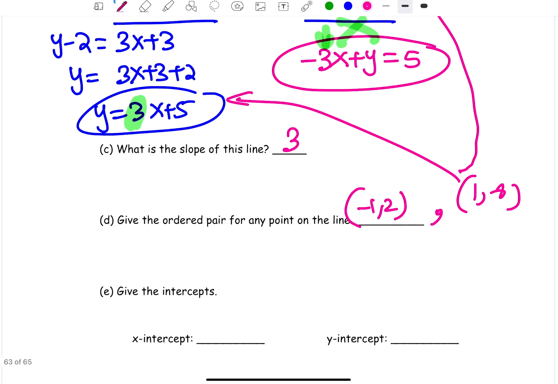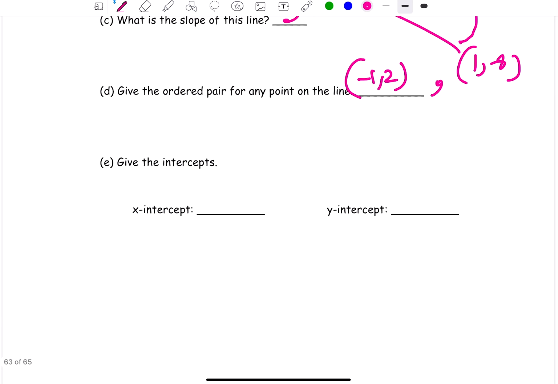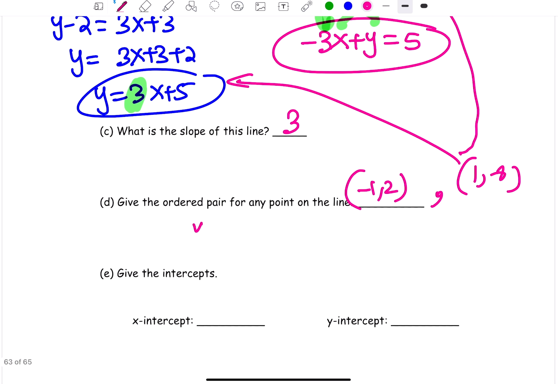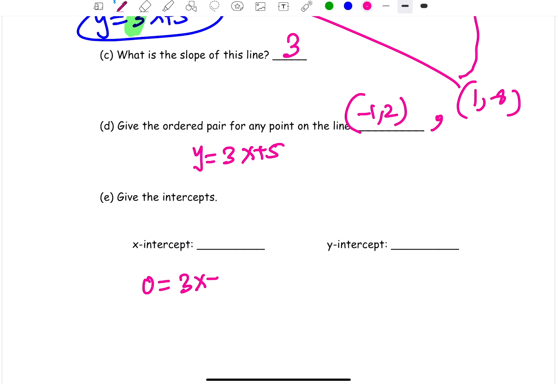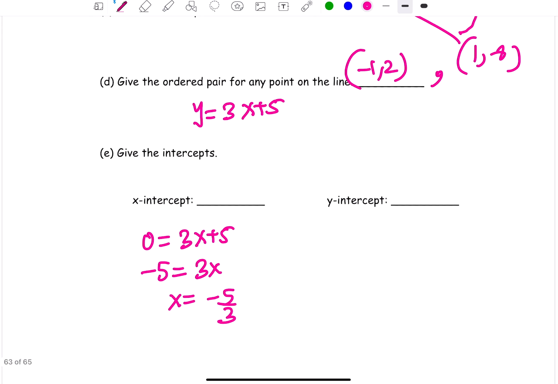Give the intercepts, the x-intercept here. To find the x-intercept, my equation is y is equal to 3x plus 5. To find the x-intercept, we plug in y equal to 0. So we're going to go 0 equals 3x plus 5, and that, to isolate x, turns out to be -5 over 3 equals x. So x-intercept would be -5 over 3 comma 0. That's the coordinate pair, the point where the graph is going to touch the x-axis.